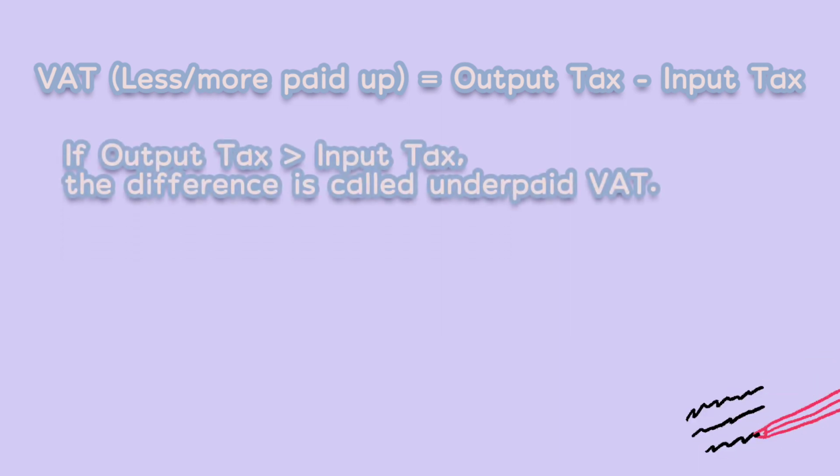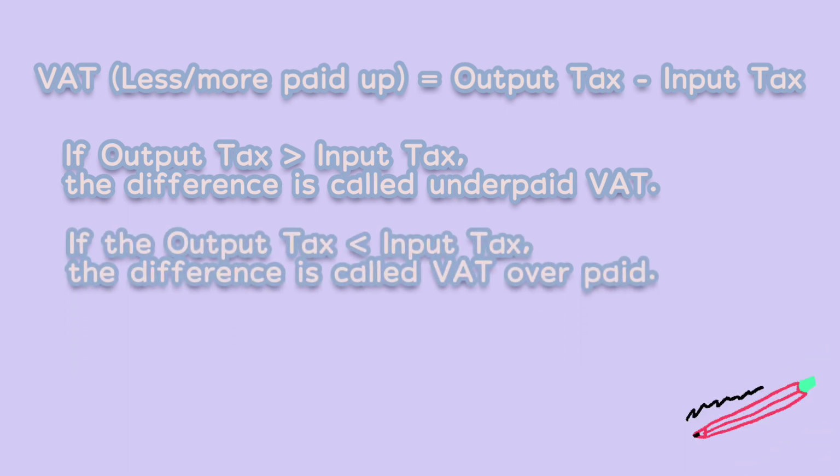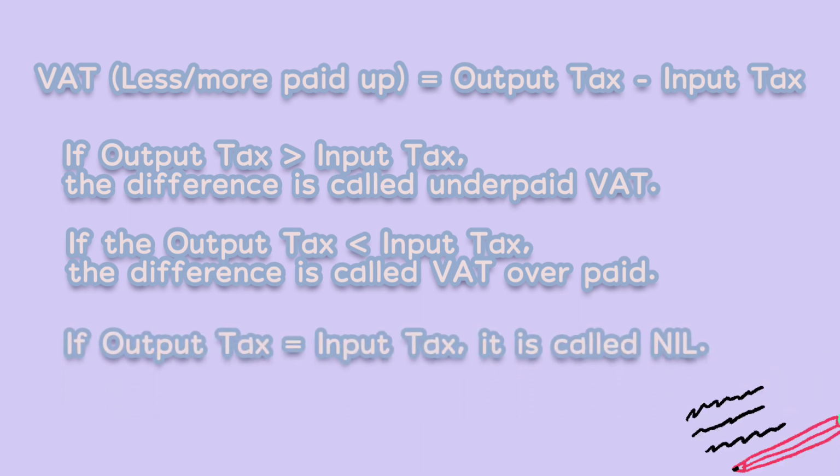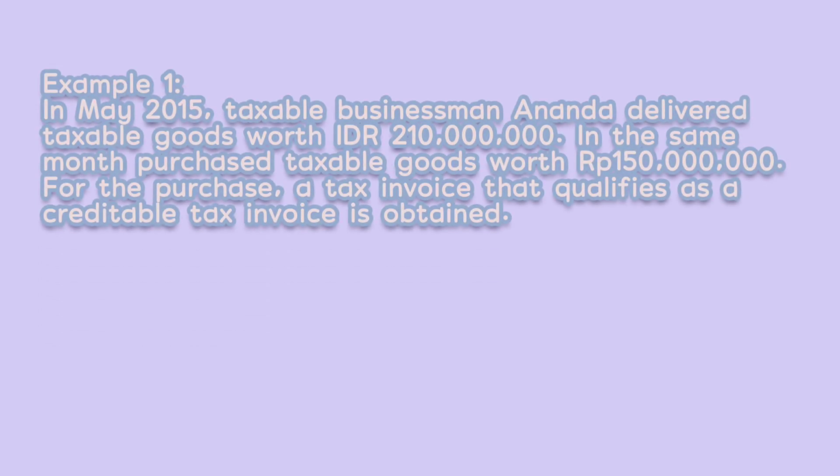If output tax more than input tax, the difference is called underpaid VAT. If the output tax less than input tax, the difference is called VAT overpaid. If output tax equal to input tax, it is called nil. Example 1. In May 2015, taxable businessman Ananda delivered taxable goods worth 210 million rupiah. In the same month, purchased taxable goods worth 150 million rupiah. For the purchase, a tax invoice that qualifies as a creditable tax invoice is obtained.